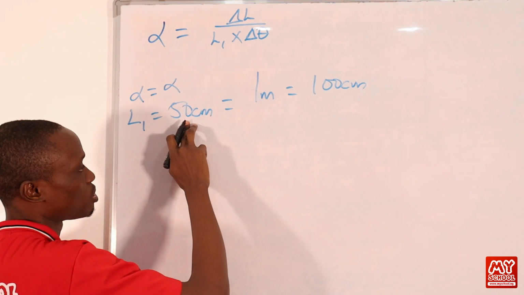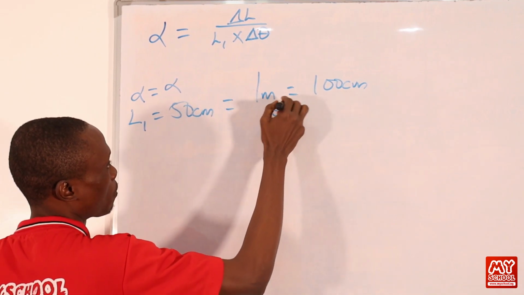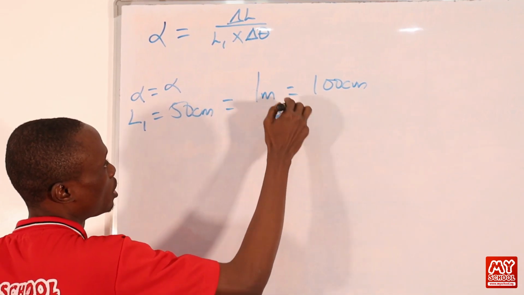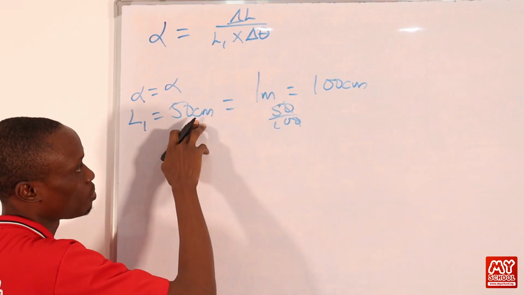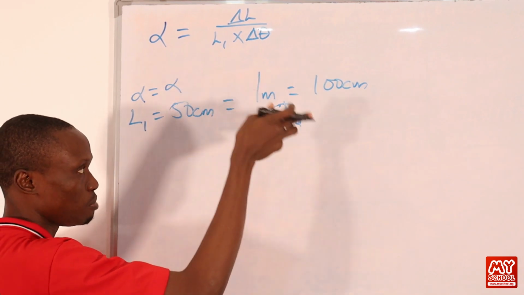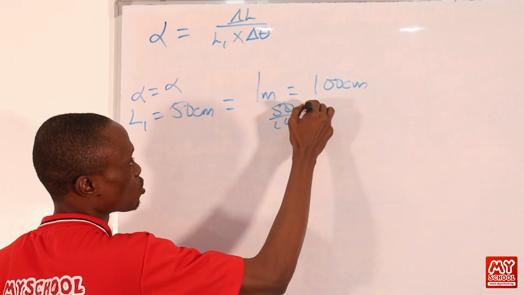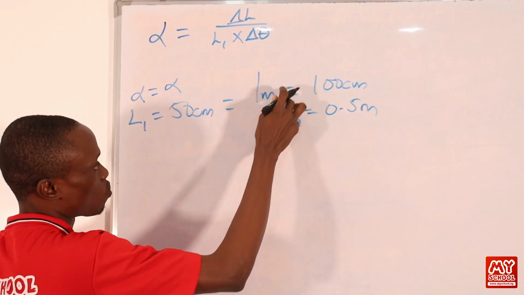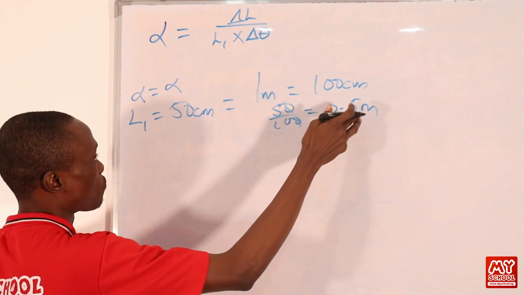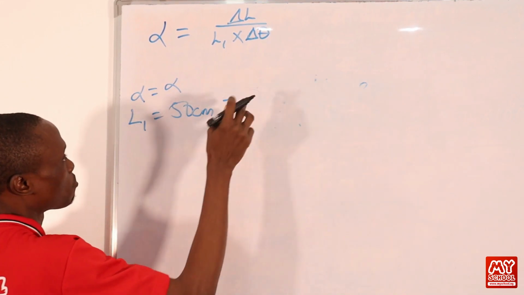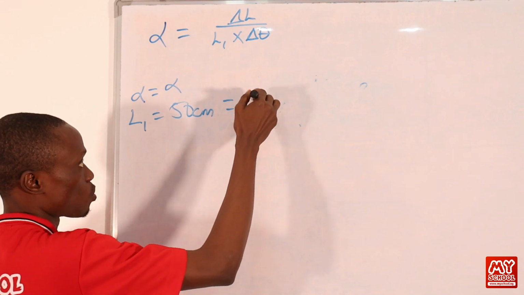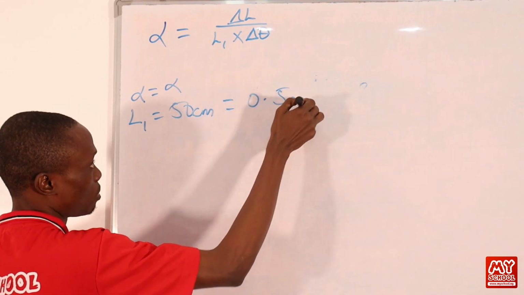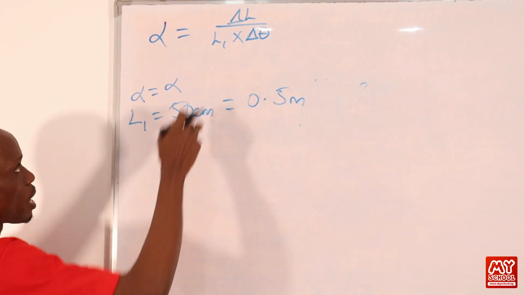So in that case, we are going to be dividing 50 by 100 in order to get the value of 50 centimeters in meters. If we divide this, it will be equal to 0.5 meter. So 50 centimeters in meters is equal to 0.5 meters. We are asked to calculate this.